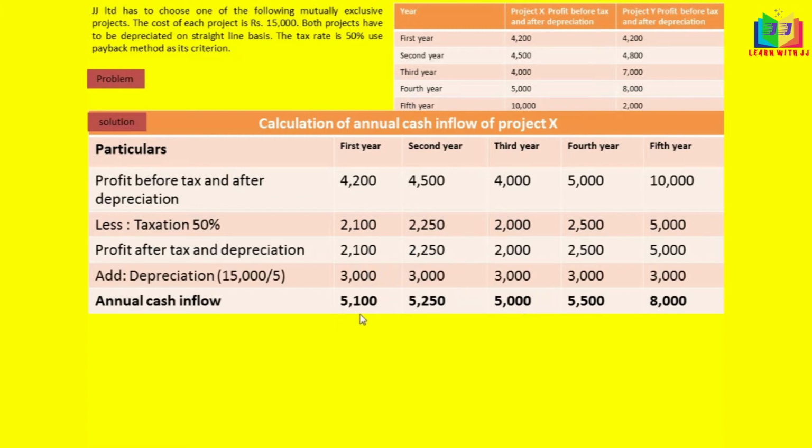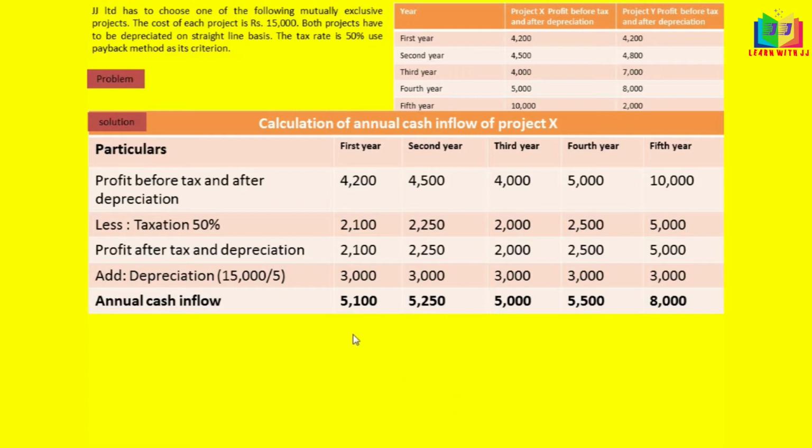So we'll get 5,100 for the first year, 5,250 for the second year, 5,000 for the third year, 5,500 for the fourth year, and 8,000 for the fifth year. This is the cash inflows. Using these cash inflows we have to find the cumulative cash inflow, because this cash flow varies from year to year. For this type of problem we have to calculate the payback period by calculating the cumulative cash inflow.